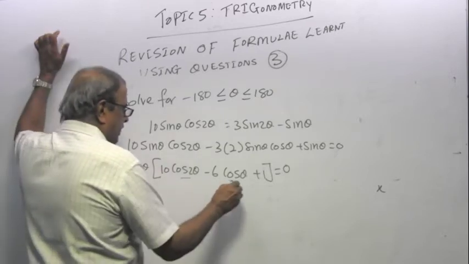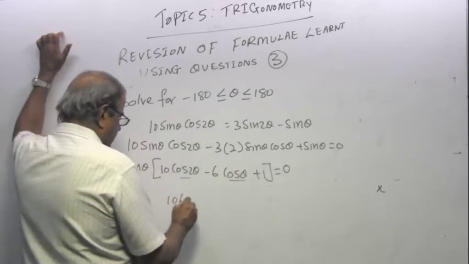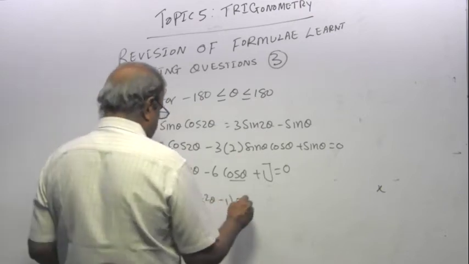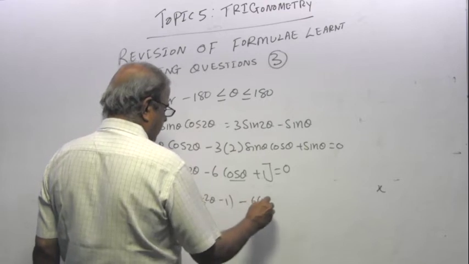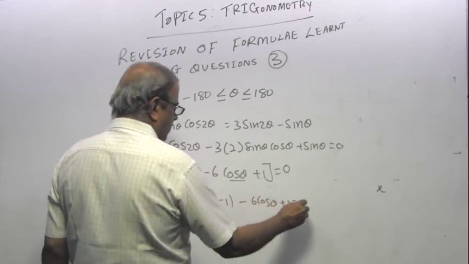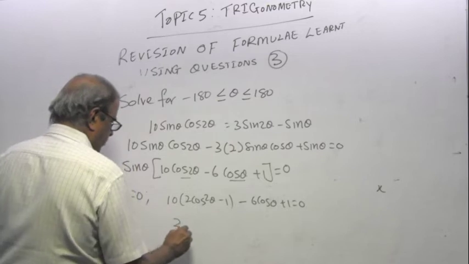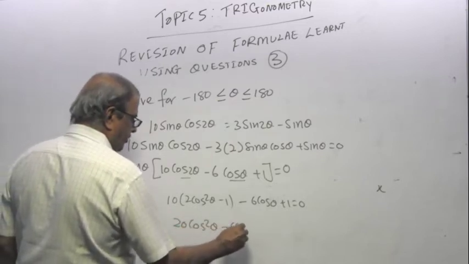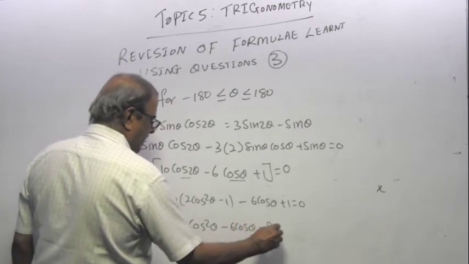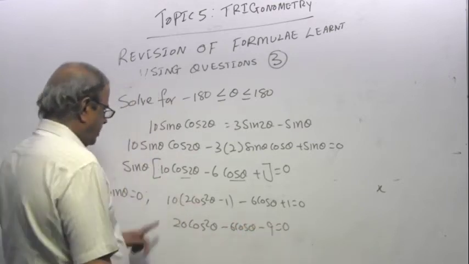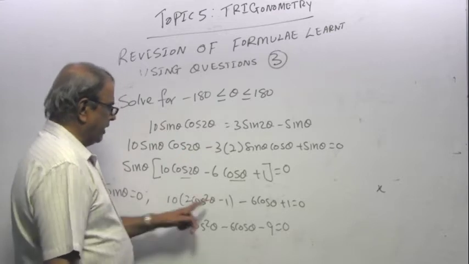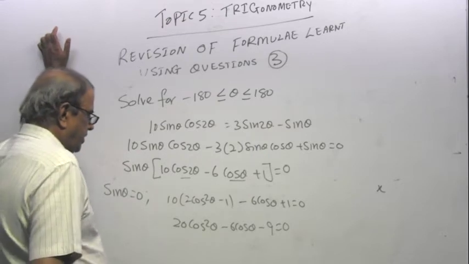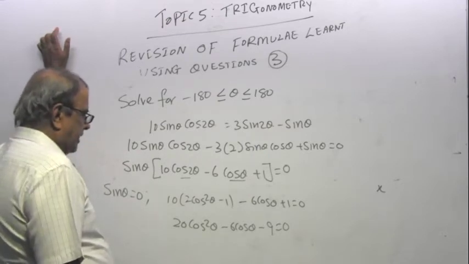Here, I've got a cos 2 theta and a cos theta. So, 10 times 2 cos squared theta minus 1, minus 6 cos theta plus 1 equals 0. So, it is 20 cos squared theta minus 6 cos theta minus 9 is 0, isn't it? 10 2s are 20, minus 10 plus 1 is minus 9. Okay? 20 times 9 is 180.